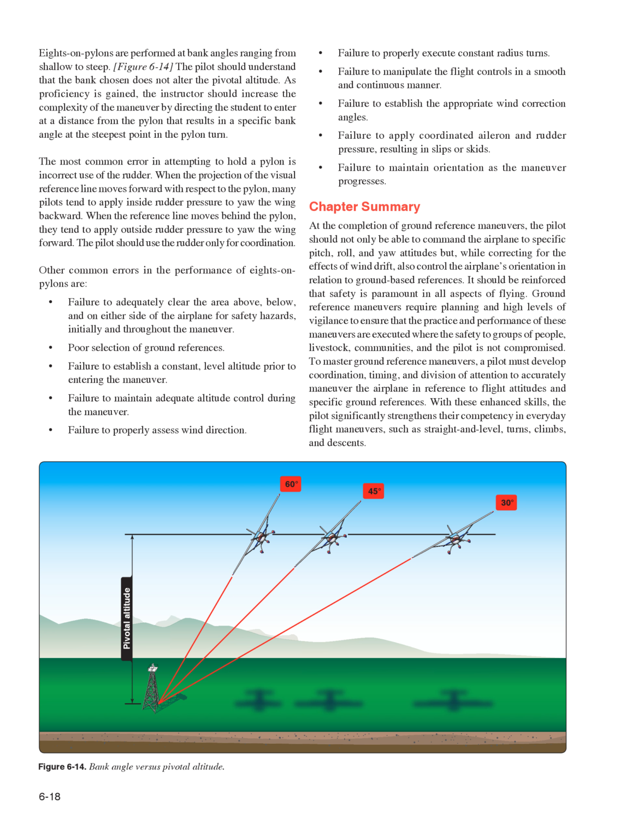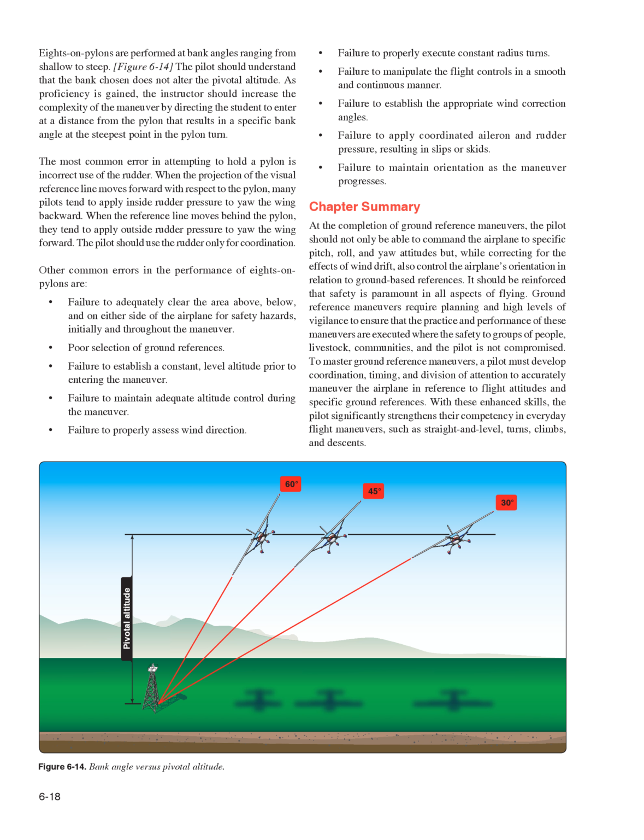The most common error in attempting to hold a pylon is incorrect use of the rudder. When the projection of the visual reference line moves forward with respect to the pylon, many pilots tend to apply inside rudder pressure to yaw the wing backward. When the reference line moves behind the pylon, they tend to apply outside rudder pressure to yaw the wing forward. The pilot should use the rudder only for coordination.